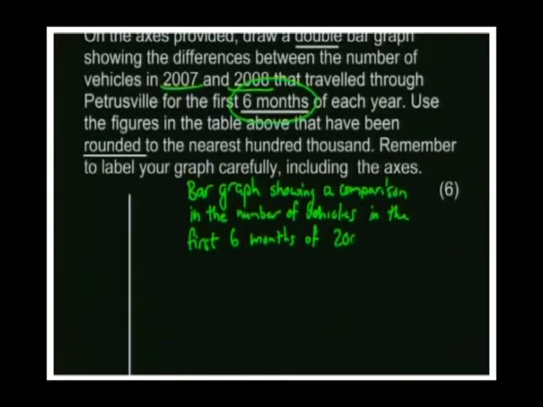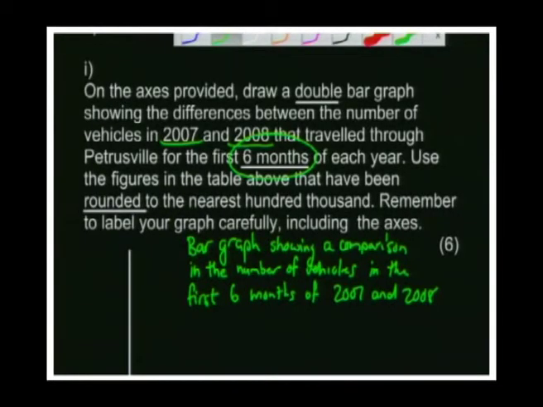of 2007 and 2008. Now that heading is quite a mouthful, but it describes very accurately exactly what we're comparing. The number of vehicles between 2007 and 2008 for the first 6 months. Let's now label our axes.